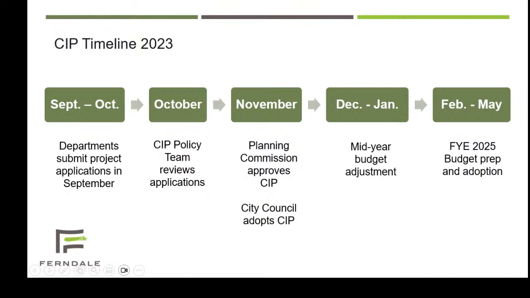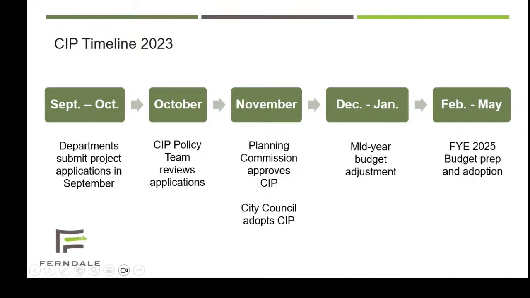So the CIP marks the beginning of the budget year with major capital planning, and having our capital priorities understood helps us shift swiftly into budget preparation. So we start off in September, where departments can submit their project applications. And then moving into October, the CIP policy team reviews these applications through an interview process with each department to determine clarity and priority for each project.